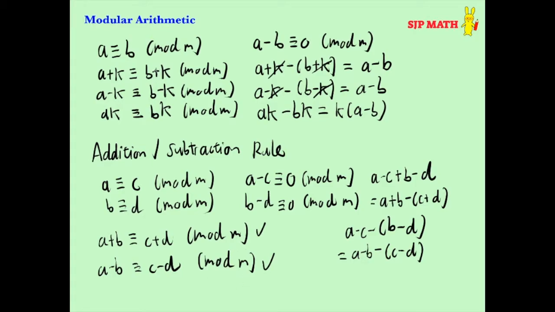So far we learned the basics of modular arithmetic, like what these notations mean, and we know that if a is congruent to b modulo m, then the difference a minus b is a multiple of m, so it will be congruent to 0 modulo m. And we know that we can add, subtract or multiply any integer on both sides of a modular equation. We also learned the addition and subtraction rule, where if a is congruent to c modulo m and b is congruent to d modulo m, then a plus b is congruent to c plus d, and a minus b is congruent to c minus d modulo m.